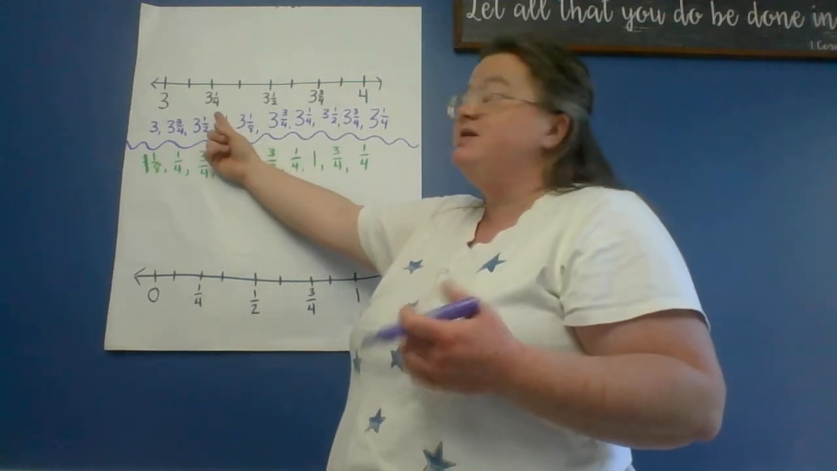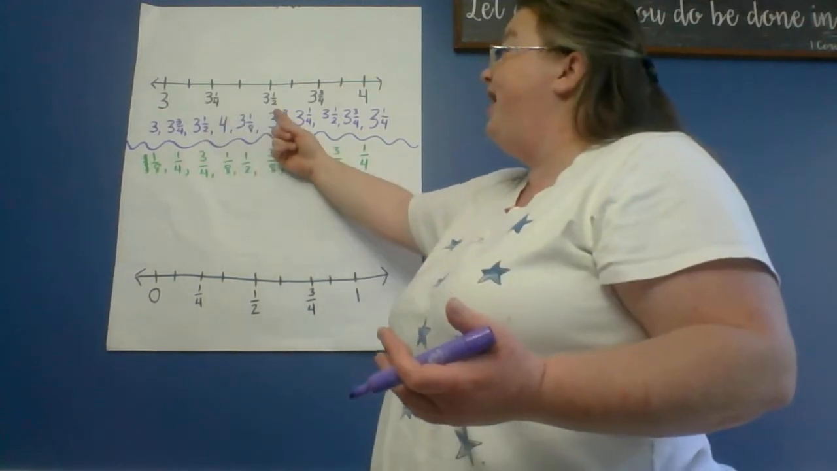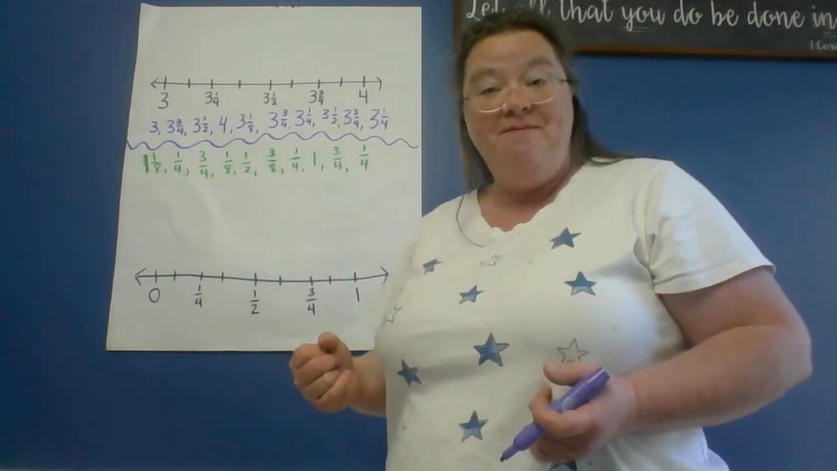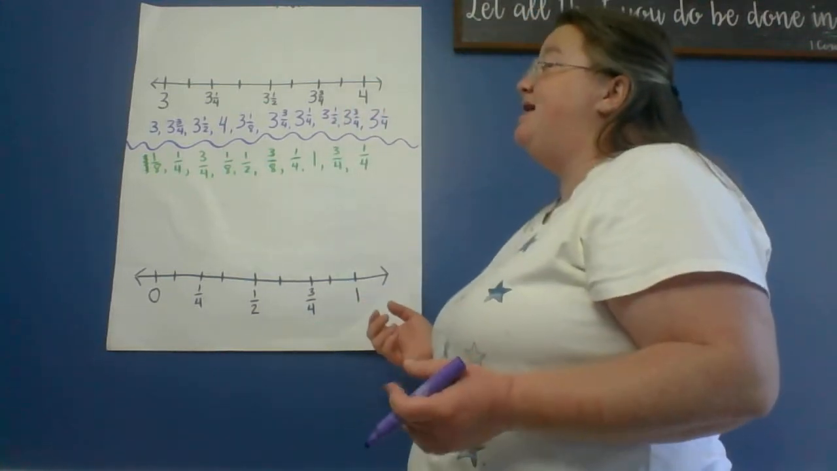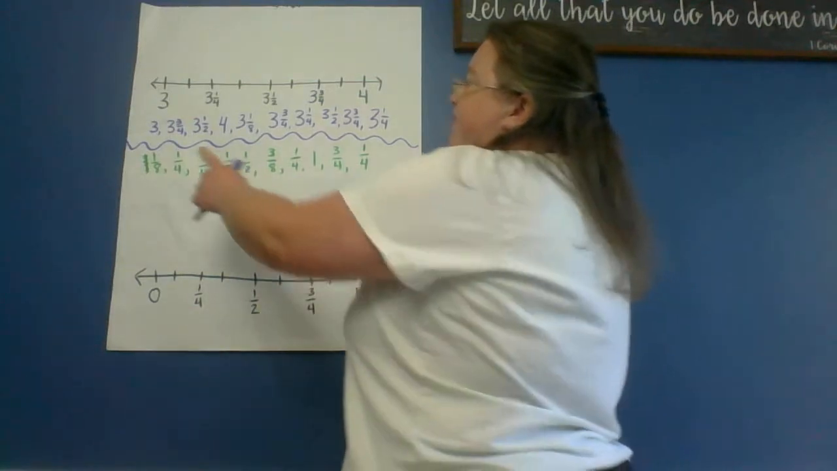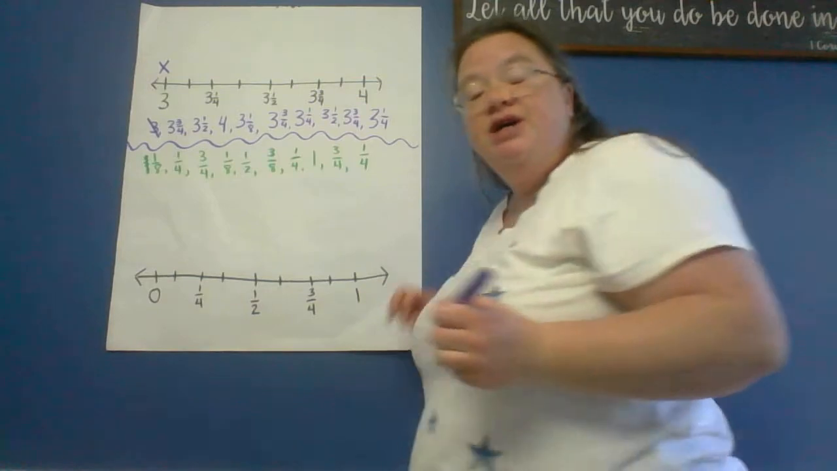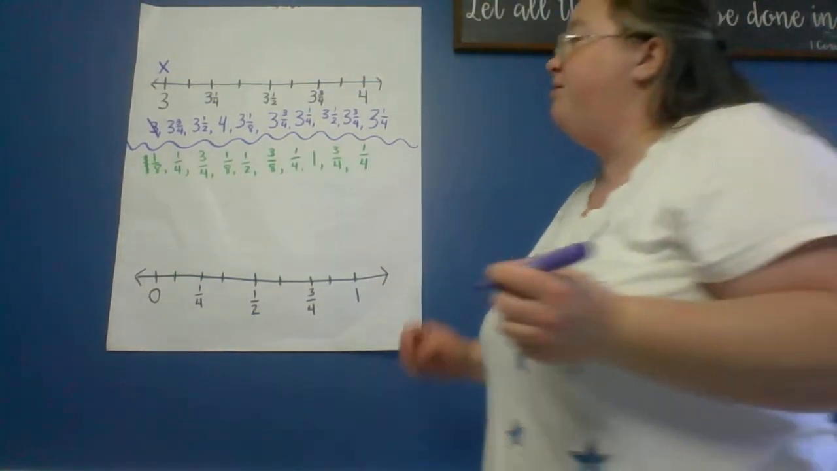This could be 2/8, could be 1/4, 4/8, 1/2, 6/8, 3/4, okay? So now I'm just going to start putting my data onto my line plot. I have a 3, so I'm going to put 1 x there, and I'm going to mark this out just so I know that I've already put it on my line plot.